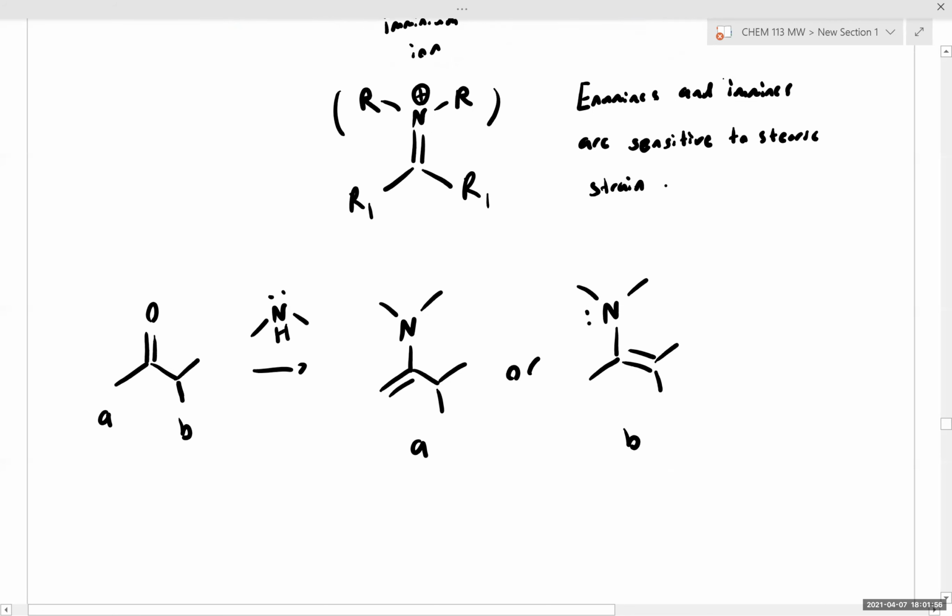Now, if we think a little bit about the fact that these enamines are going to be flat, they're sp2 hybridized, this bond angle is 120 degrees. Which of these structures has more steric strain? Which of these structures is more congested? Which of these structures has a more crowded and strained alkene?